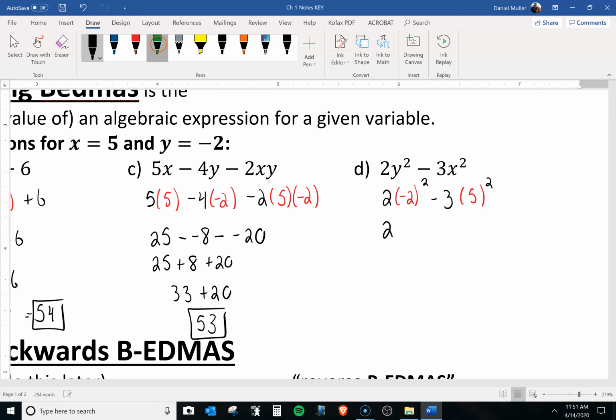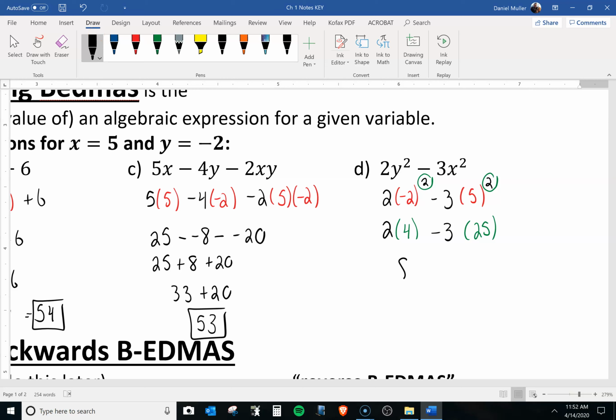So there's a 2, and we're going to do these exponents right here first. So that's a 2 there. So I'm going to do that 2 first and that 2 first. So negative 2 squared is a 4. And 5 squared is a 25. And there's a minus 3.